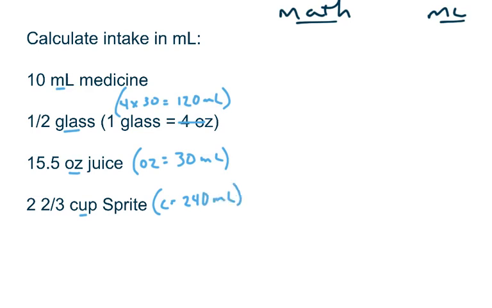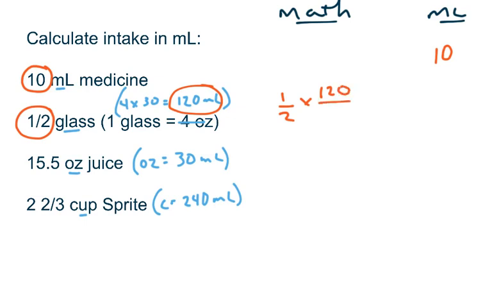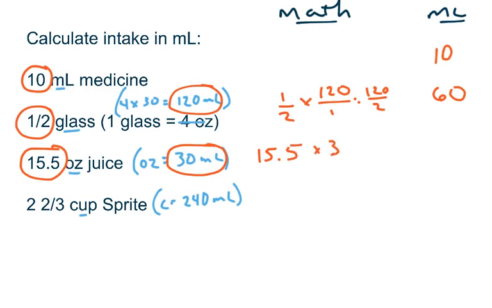My next one, I'm going to take my amount times the milliliter. Now this one is nice and easy for you, right? It's already done. 10. For this one, I'm going to take my amount of 1/2, times my milliliter, which is 120. I'm going to put it over 1. I get 120 over 2, which should be 60. For the next one, same thing. Take the amount they give me times my milliliters. So I have 15.5 times the 30. Oh, I need a calculator. 15.5 times 30. And I got 465.